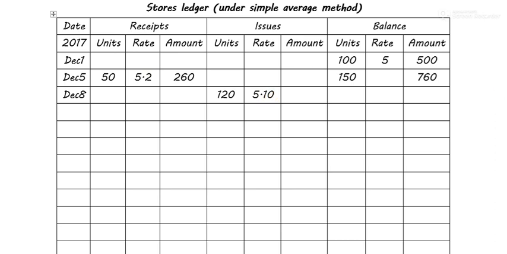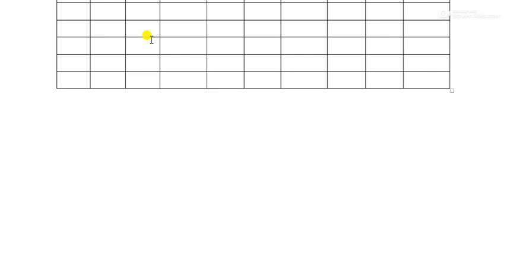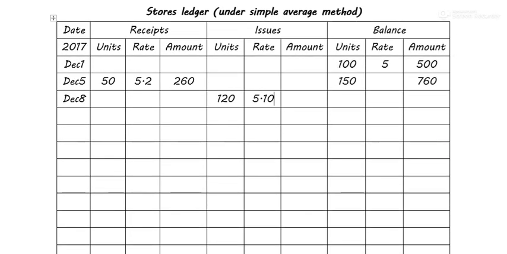Please write this down in your copy. Below the table, make a working column and write down the issue of December 8: 5 plus 5.2 divided by 2 is equal to 5.1, which shall be the rate. So the amount is 612. Now keep in mind that this lot is totally sold out and exhausted, so the only lot we have left is this one. So we have 30 units left over here at 148.